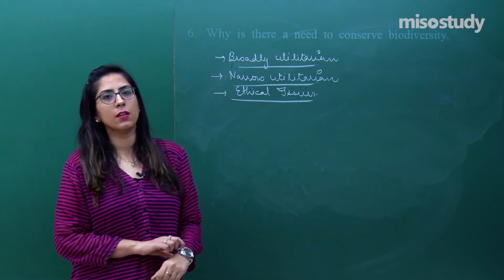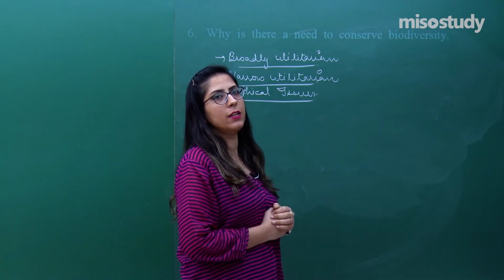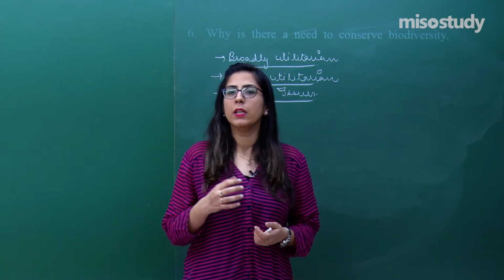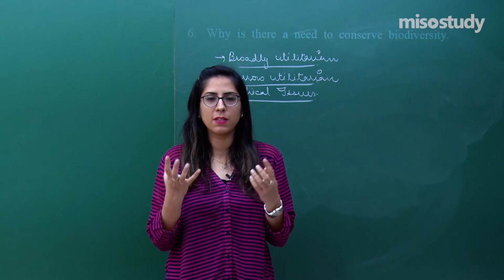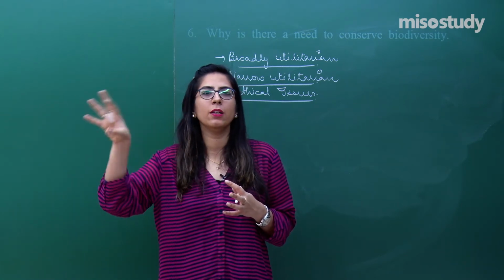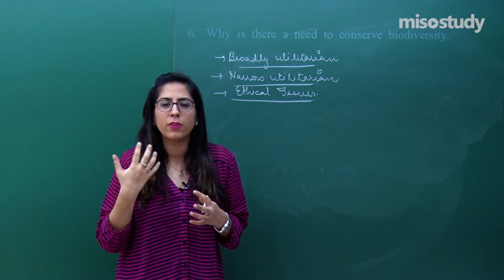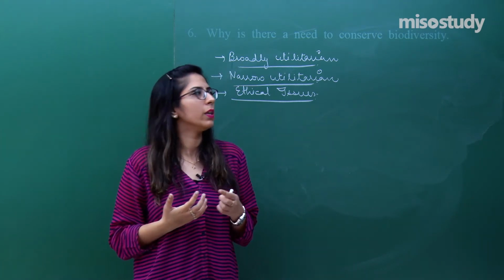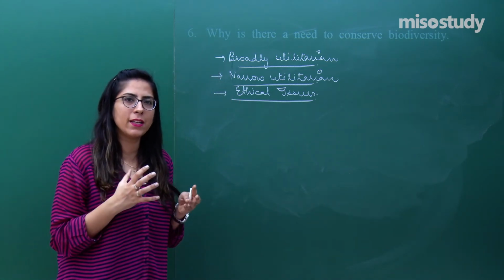And also the ethical issues. We have studied about the sacred groves. That means the people have a specific culture, and they do not want to interfere into any type of community. Sometimes religious issues are associated with it. That is called ethical issues. So they become a sacred community.